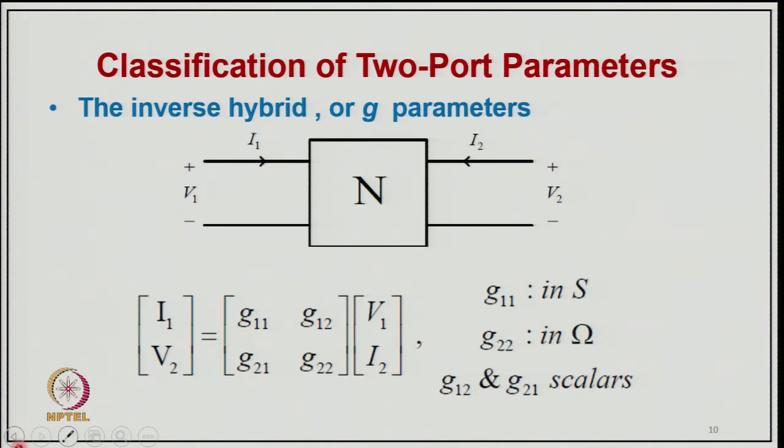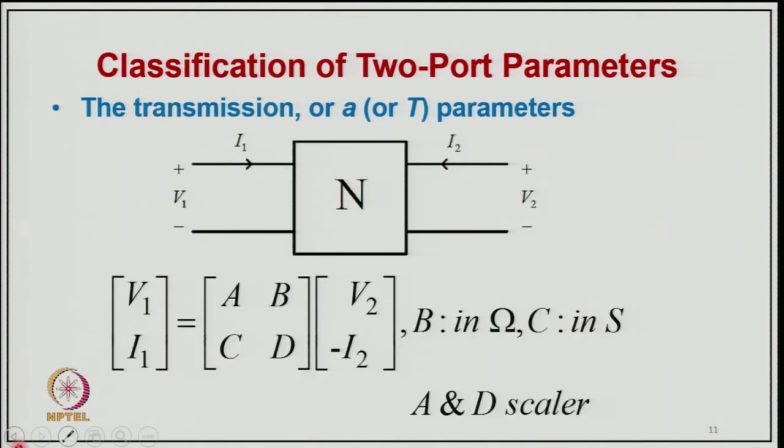Now, coming to the fourth set of parameters, we call it inverse hybrid or G parameters, because in G we just take the inverse of H. So, here we take I 1 and V 2 in terms of V 1 and I 2, and the parameters are G 1 1, G 1 2, G 2 1 and G 2 2, where G 1 1 is an admittance in Siemens and G 2 2 is an impedance in ohms, and G 1 2 and G 2 1 are again scalars, in the sense they are ratios, as gains. So, this is the fourth set of parameters.